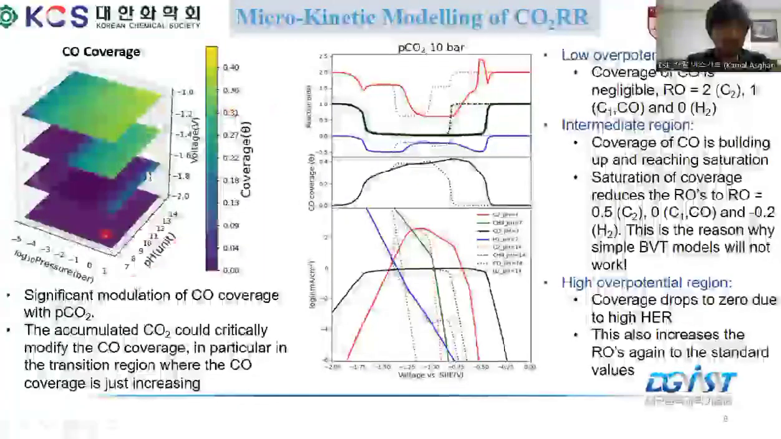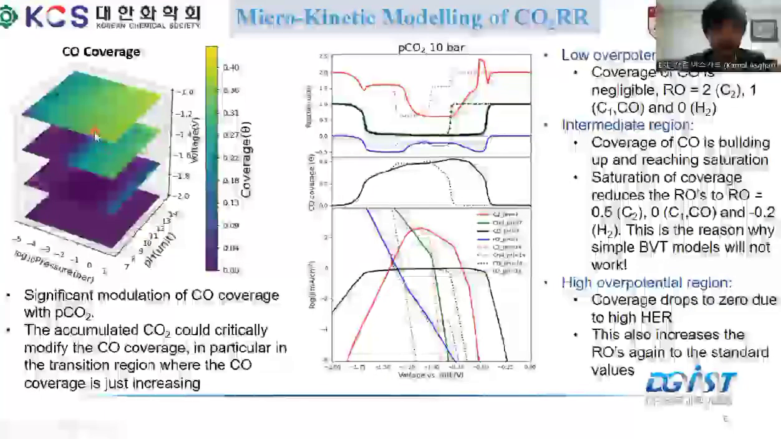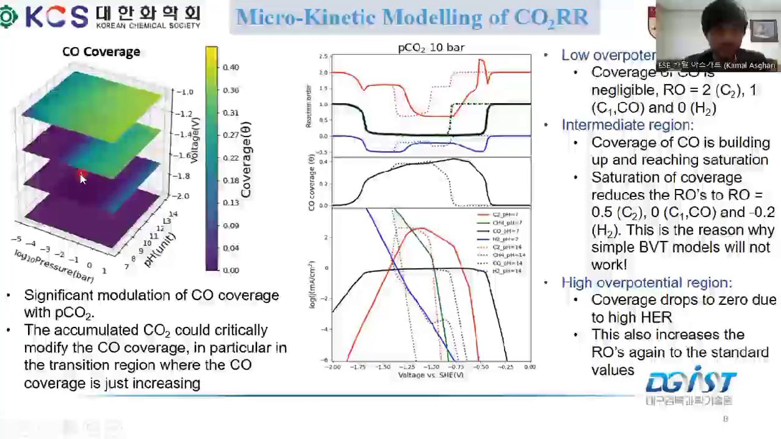This is the microkinetic modeling of carbon monoxide coverage as a function of carbon dioxide partial pressure, pH, and voltage. There are significant changes of carbon monoxide coverage with increasing partial pressure. But the thing is that the accumulated carbon dioxide could critically modify the carbon monoxide coverage, in particular the transition region, where the carbon monoxide coverage is just increasing.